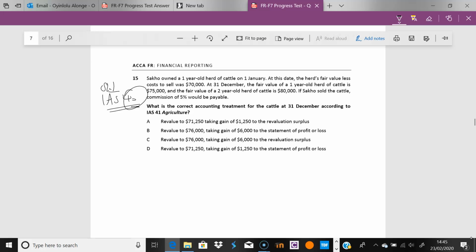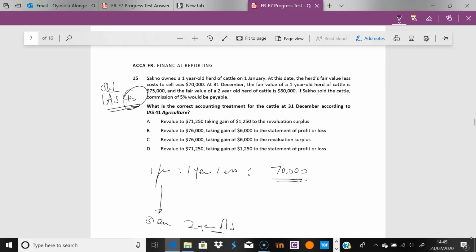So what we argue here is you have Sacco. They own a 1-year herd at the 1st of January. Always at fair value, less whatever cost to sell. Fair value of a 1-year herd is 70,000. At the 31st of December, the fair value of a 1-year herd is 75,000. So by the end of the year, 31st of December, your herd will be 2 years old.